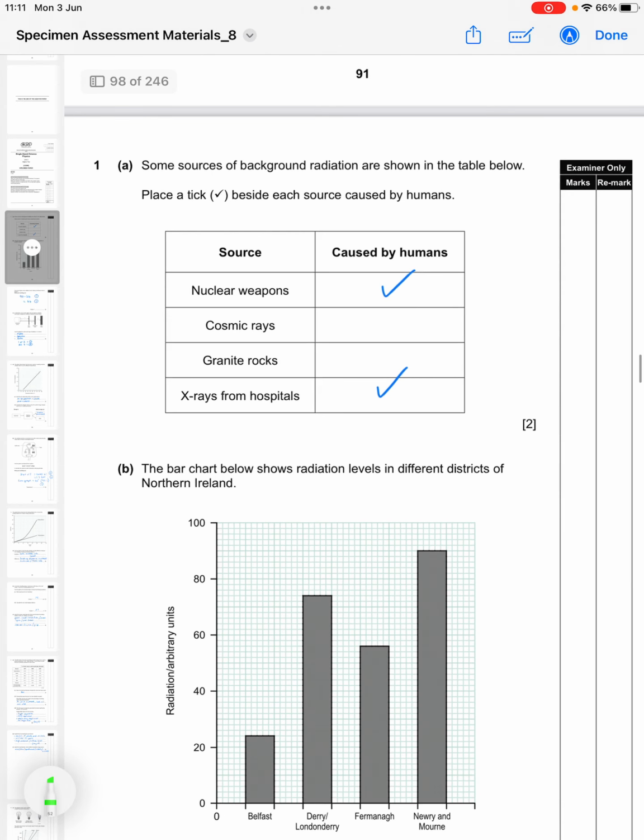So here we go. First question, some sources of background radiation are shown in the table below. Put a tick beside each source which is caused by humans. So you have a choice: nuclear weapons, cosmic rays, granite rocks, and x-rays from hospitals. So nuclear weapons, definitely caused by humans. Cosmic rays come from the cosmos. Granite rocks are on the planet already, and x-rays from hospitals then have a human cause as well.